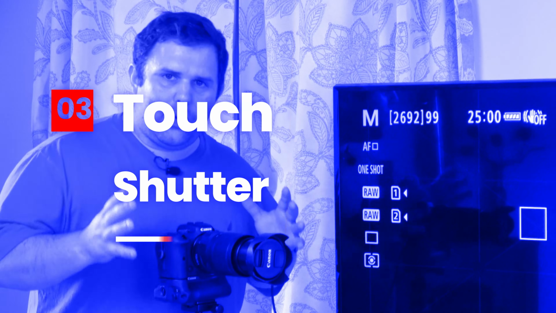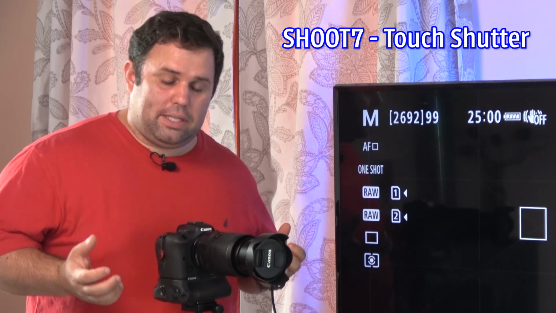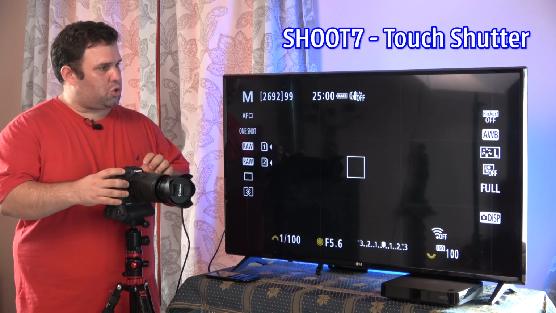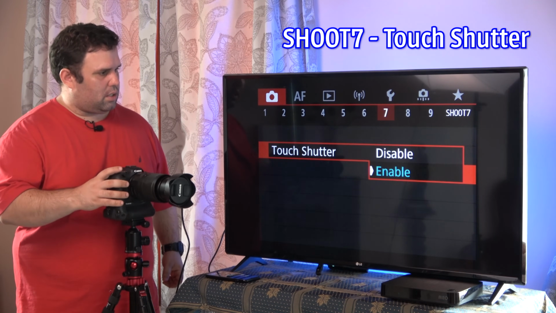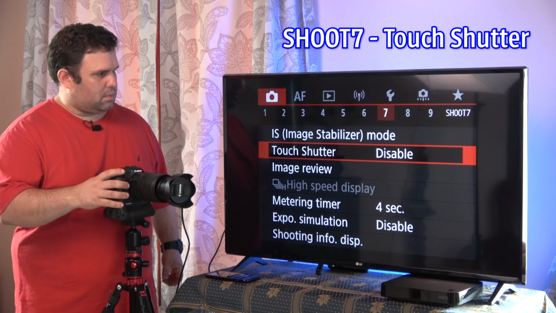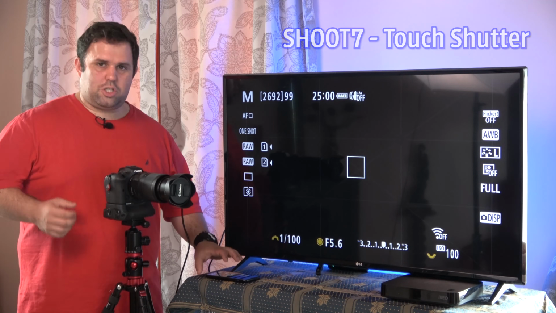One thing that is very annoying to me is that it takes a picture every single time that I touch the screen on the back. Let's deactivate it. So you go to the menu, Shoot 7, okay, and set touch shutter to disabled, okay? I don't want to take a picture every single time that I press. It should come off by default.